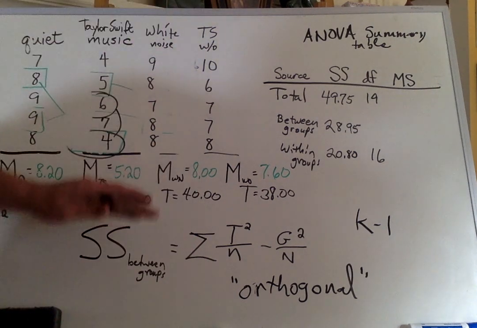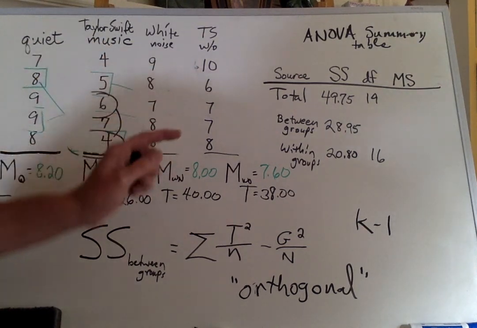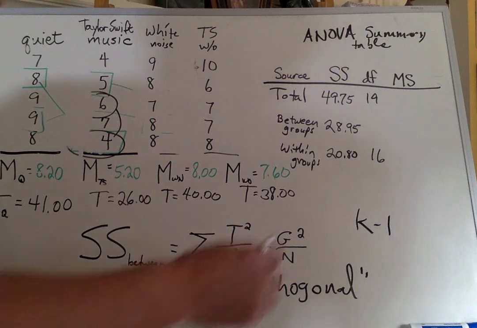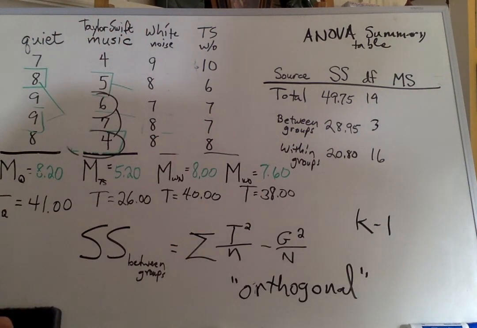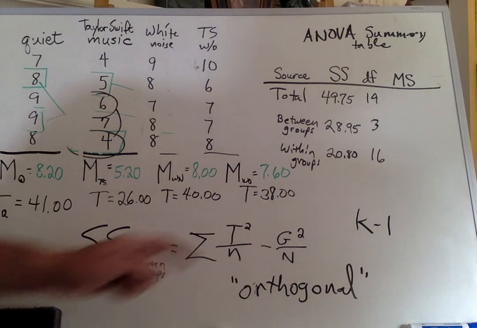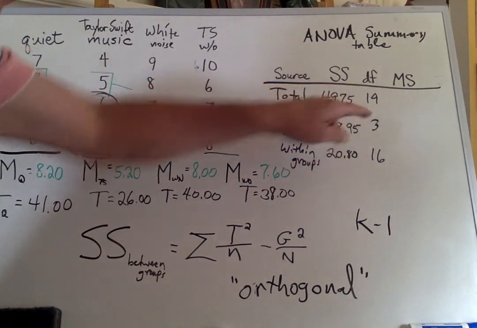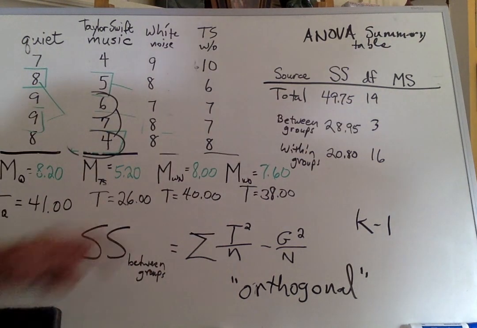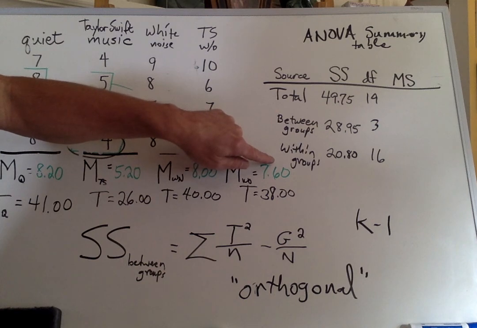For within groups, we're getting the degrees of freedom for each of these and then adding them together. So we have 3 degrees of freedom. And you will also notice the sum of squares add up, degrees of freedom add up. Okay? The total is made up of between and within.